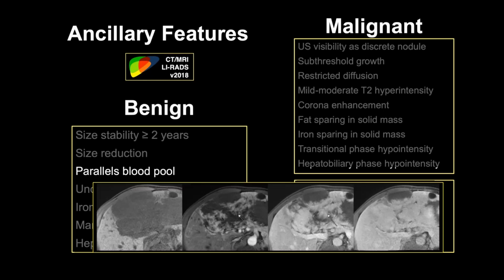Observations whose enhancement pattern parallels blood pool on all phases of imaging is also a benign imaging feature. Here you can see a classic giant hemangioma that enhances discontinuously in a fashion that follows blood pool. Other vascular abnormalities such as fistula, pseudoaneurysm may follow blood pool as well.